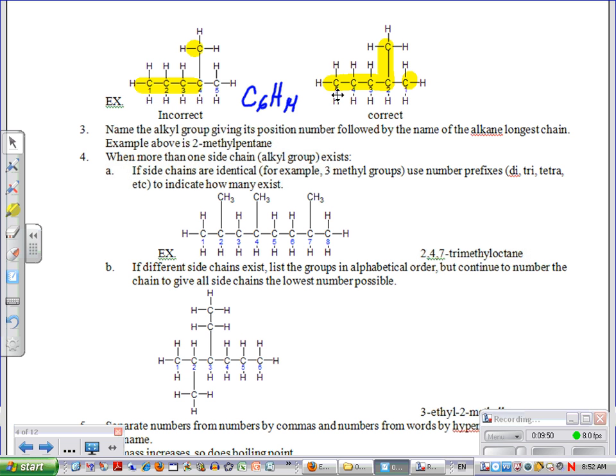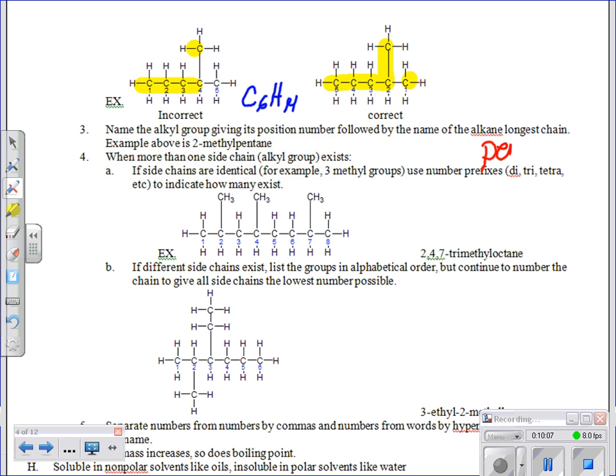Okay, so when we name this, we're going to name the alkyl group giving the position number, followed by the name of the alkane longest chain. So the way I would do this is I would say, okay, my longest chain is going to be 5. So for 5, let me see where I can write this. For 5, I know my prefix is pent. And lots of times I won't start at the very beginning.